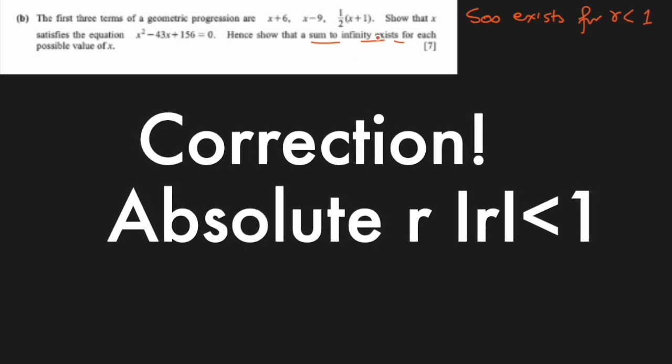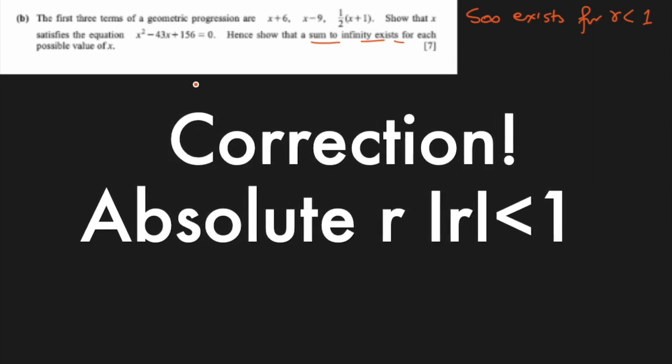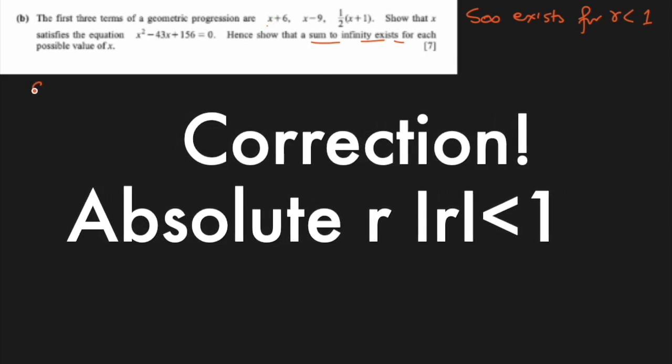The sum to infinity exists means it exists. Sum to infinity exists for r is less than 1. Any r which is less than 1, we can get sum to infinity. So if both the answers are less than 1, we get it. So let's continue. First, we should know that A1 is x plus 6, A2 is x minus 9, and A3 is half x plus 1.